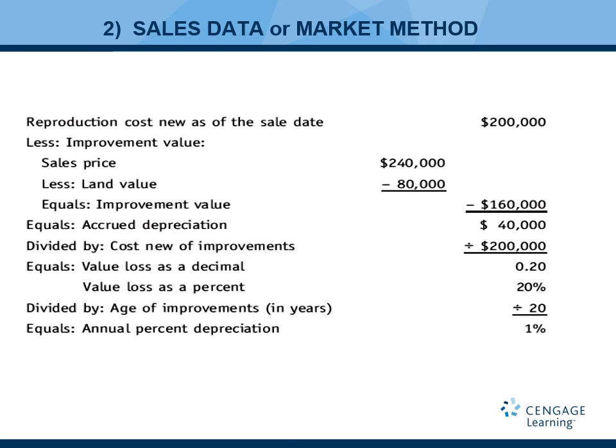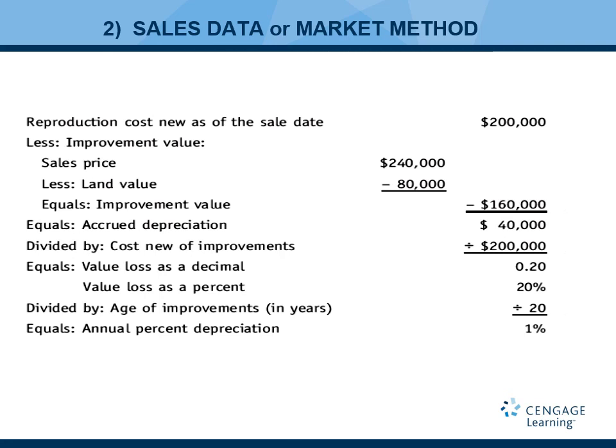So we have a reproduction cost new as of the date of the sale of $200,000, but the sale price of this particular property was $240,000. If you subtract the land, that gives you an improvement value of $160,000. The difference between the reproduction cost new and the improvement value now is going to be $40,000. If you divide that by the cost of the new improvements, the reproduction cost new, that's 20%.